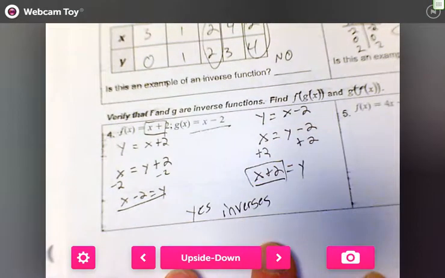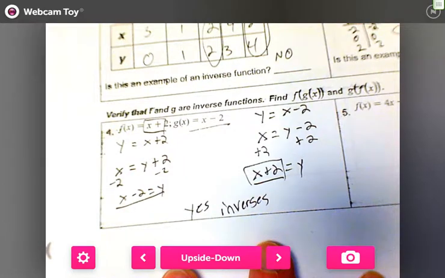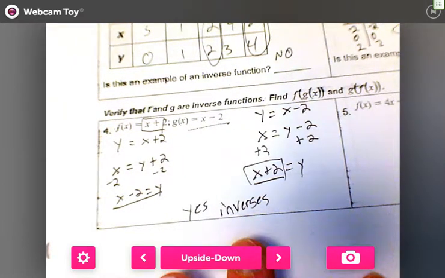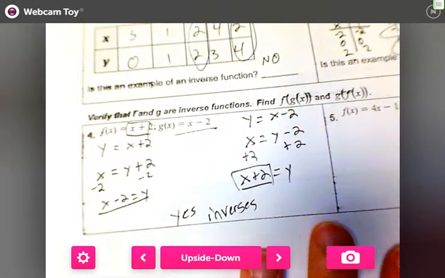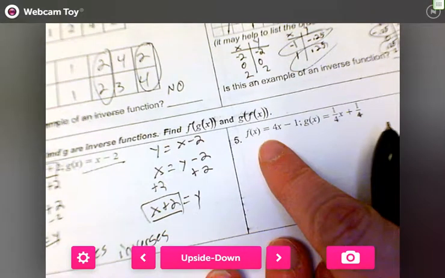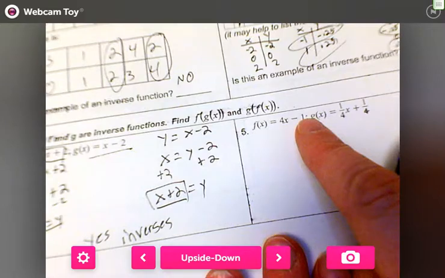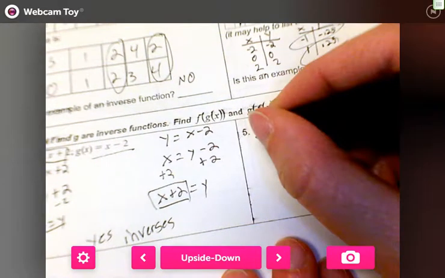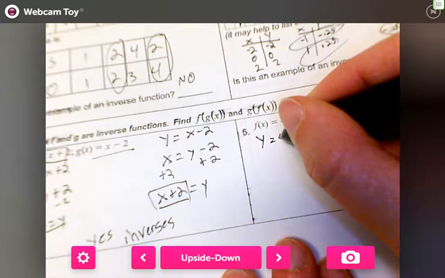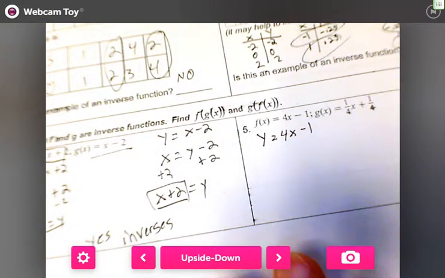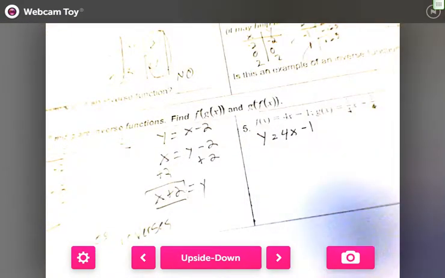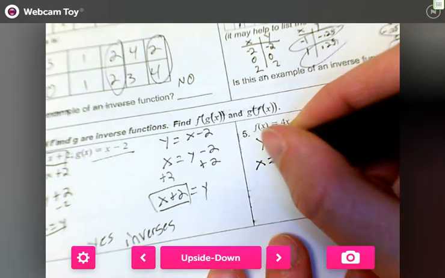Okay? All right, let's try one that's just a little bit harder. So we've got 4x minus 1. So remember, the first thing we're going to do is change it to y. Then what's my second step? You have to add 1. Before that, you have to switch x and y, right? x equals 4y minus 1.